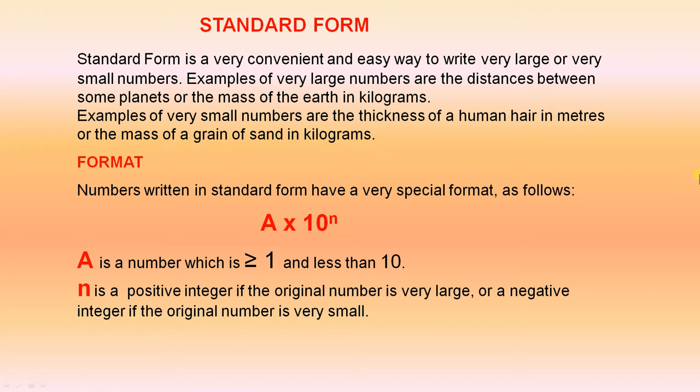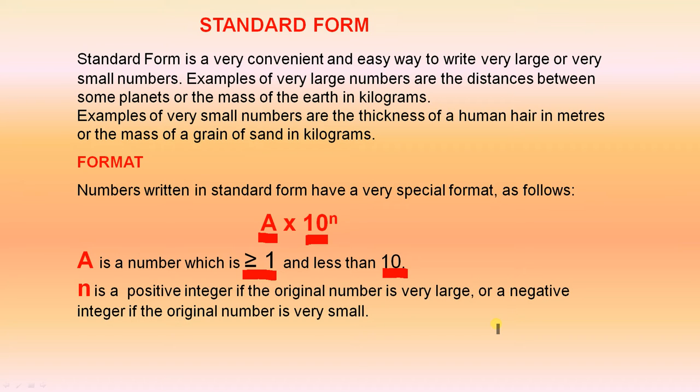Format. Numbers written in standard form have a very special format as follows. You have your initial number here, which I've designated by A. A is a number which is greater than or equal to 1 and less than 10. So whatever number you write here must be greater than or equal to 1 and less than 10. Then you have the number 10 to a certain power. N is a positive integer if the original number is very large, or a negative integer if the original number is very small. Now I've got some examples on the next few slides.